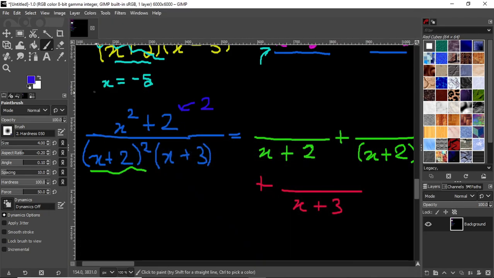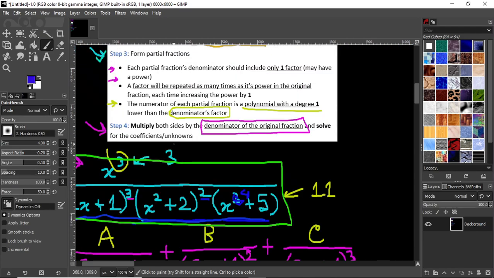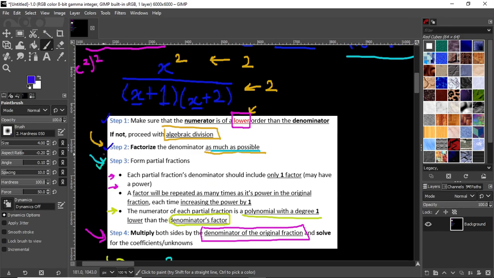Alright, so as I was saying, what makes this 0? This one, so x equals -2. I kind of lost track. What I was saying is, the numerator has degree 2. The denominator is 2 and 1, so it's a third degree polynomial. So yes, indeed, the numerator has a lower degree. Also, this is as factorized as it can possibly get. We're done with the first and second steps.